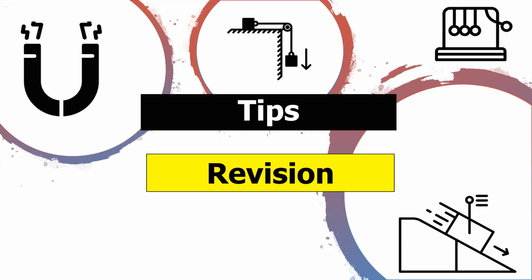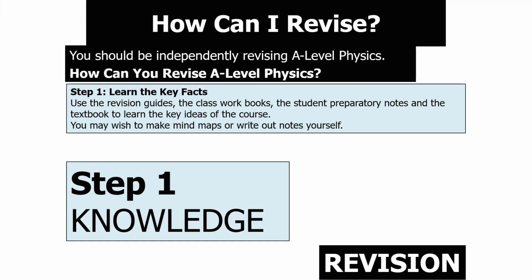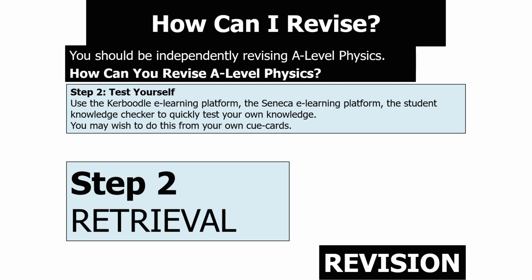Now, in terms of revising AQA A-Level Physics, what should you be doing? Well, the first step is learning the key facts, so use your revision guide, class workbook, student prep notes and the textbooks to learn the key ideas of the course, which might include writing mind maps or notes for yourself. The second step is to do retrieval, so test yourself. Use things like Caboodle, Seneca, knowledge checkers to quickly test your own knowledge, and you may wish to do this using your own cue cards.